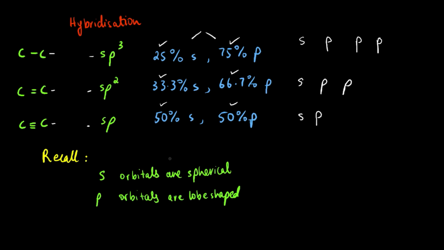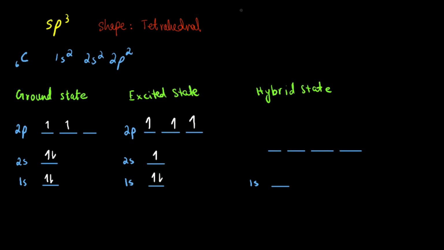Recall the fact that s orbitals are spherical and p orbitals are lobe shaped. In this video we'll only be covering sp3 hybridization. sp2 and sp hybridization we'll cover in the next video. A point to note before looking at the electronic configurations we have written for the ground state, excited state and hybrid state: sp3 hybridization takes place in compounds which are tetrahedral by nature. Shapes of molecules are covered in another video which you can find in the course.